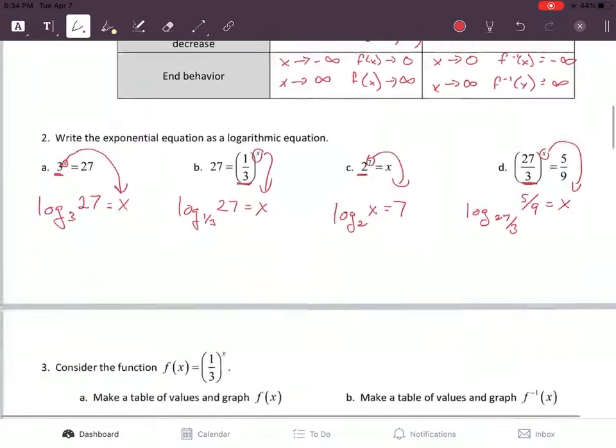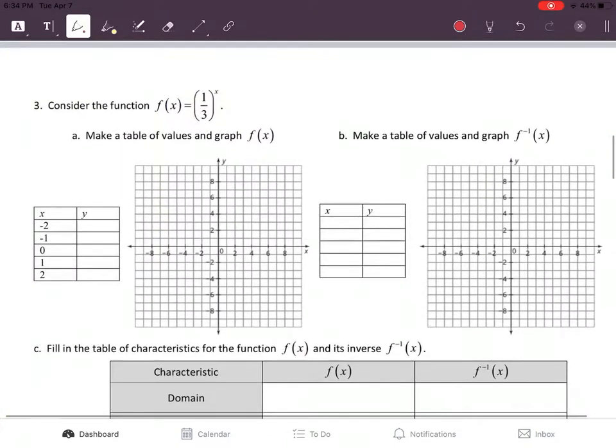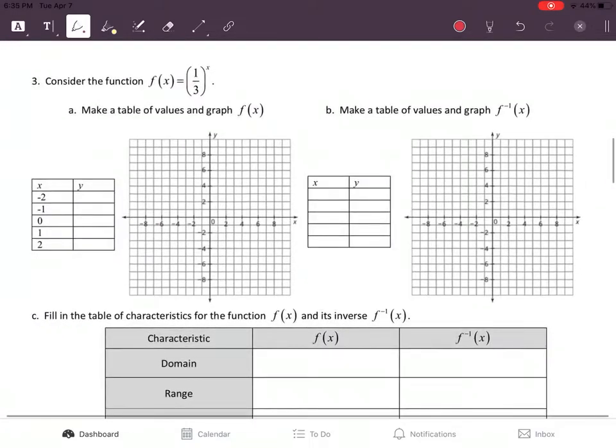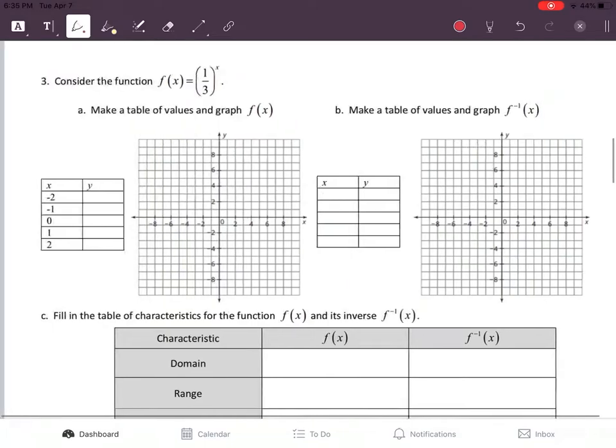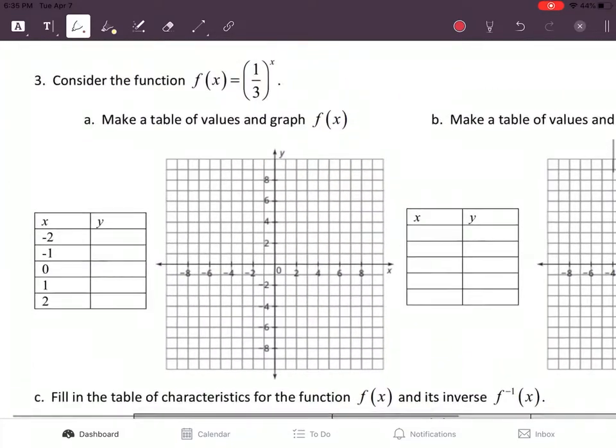Okay. All right, we're going to look at another example of the graphs and functions and inverse functions of an exponential equation. So again, we do our table of values. Our function is f of x equals (1/3) to the x power. So if x is -2, your function is 9. So (1/3) to the -2 power is 9.